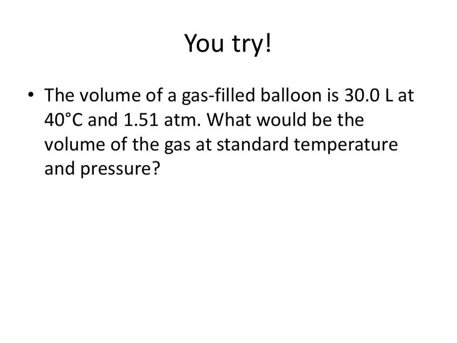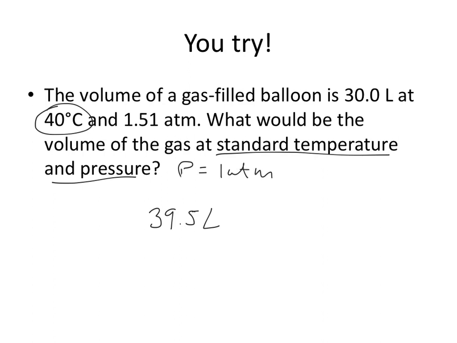Okay, so for this one, you should have found that the new volume was 39.5 liters. Remember that we need to convert this 40 degrees Celsius to Kelvin. Also remember, standard temperature and pressure means our pressure is going to be P2, not P1. Our pressure is 1 atmosphere, and our temperature is 273 Kelvin. All right.